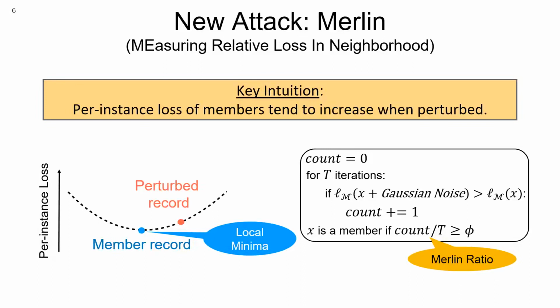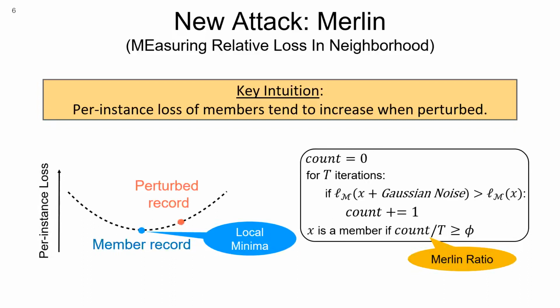One drawback of the Yeom attack is that it does not take the characteristic of the loss function into consideration. That is, it cannot differentiate members and non-members if they have similar per instance loss values. We propose a new attack called Merlin that differentiates members from non-members based on the fraction of times the per instance loss increases when the record is perturbed with small amount of noise. We call this fraction the Merlin ratio, and its value is always between 0 and 1.